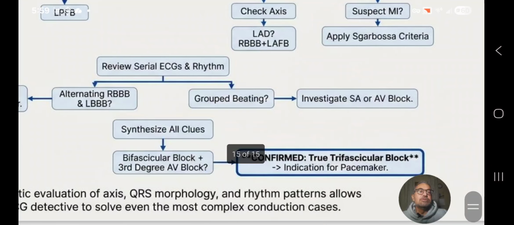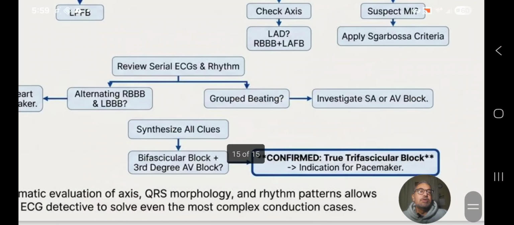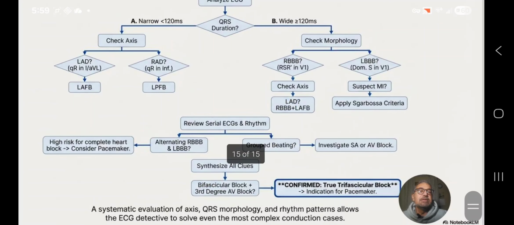Then synthesize all the clues. If you have a bifascicular block with a third degree heart block, then a pacemaker is definitely indicated.